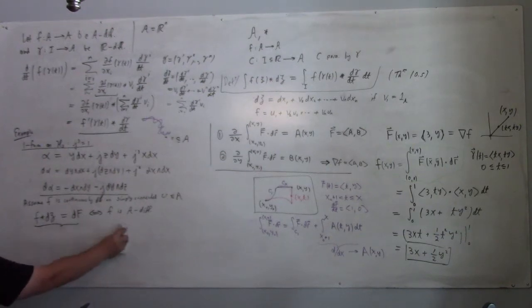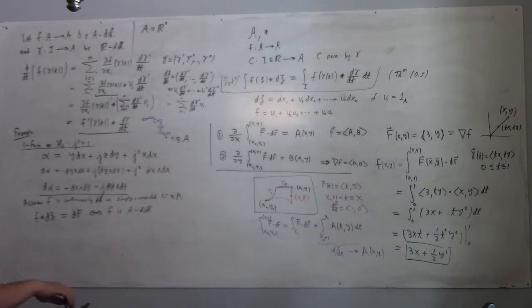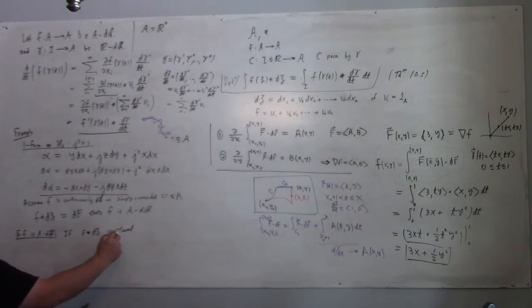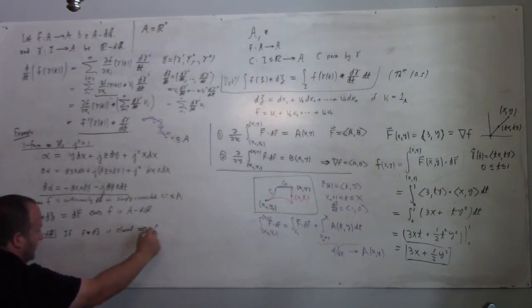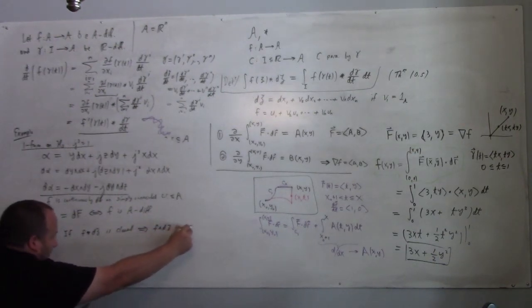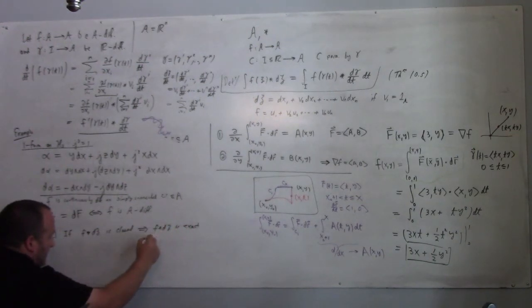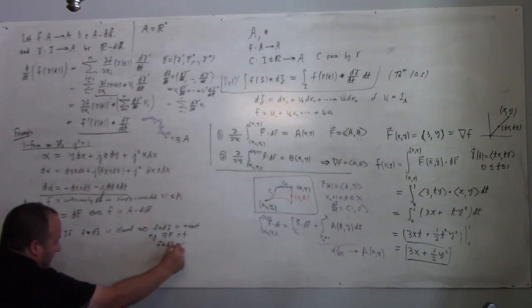What does it mean for that to be closed? What's the definition of closure? Suppose f is differentiable, right? If f star d zeta is closed on a simply connected subset, that implies that f star d zeta is exact. And to say it's exact means that there exists f such that f star d zeta is df.